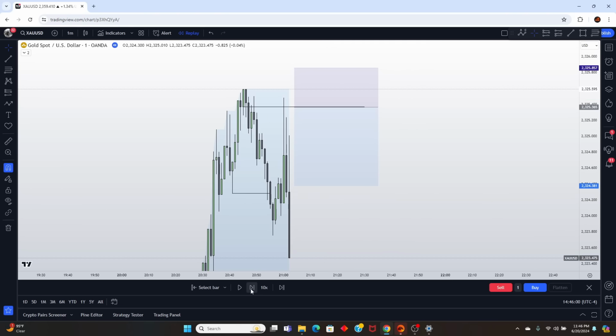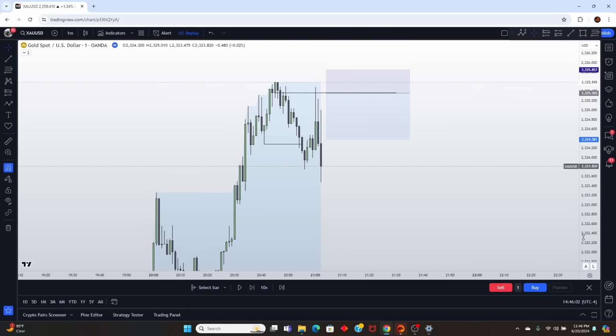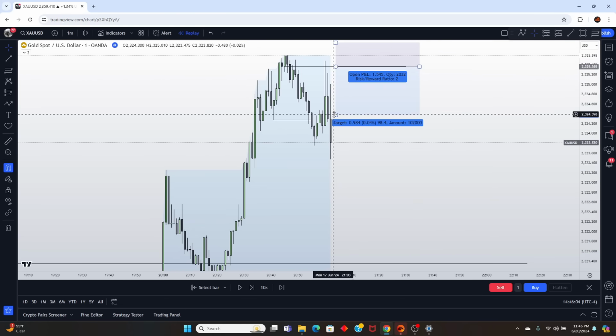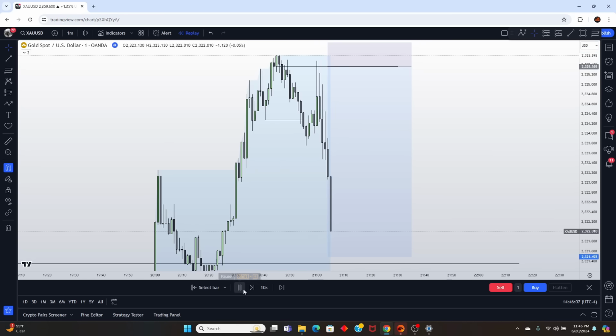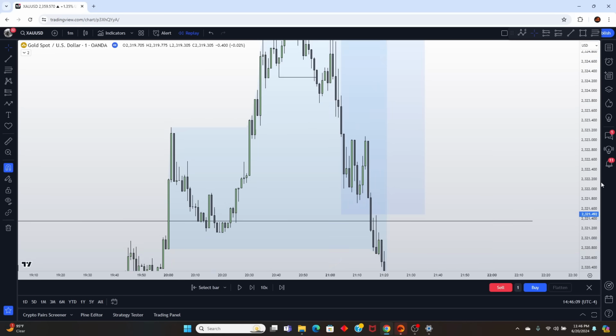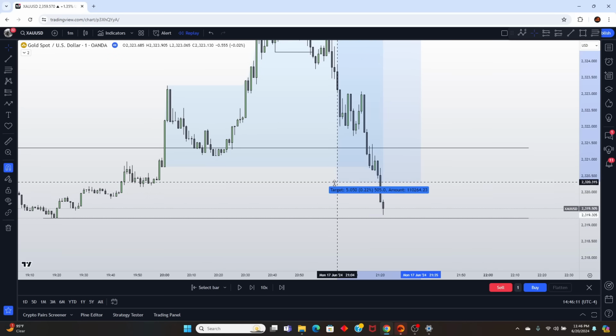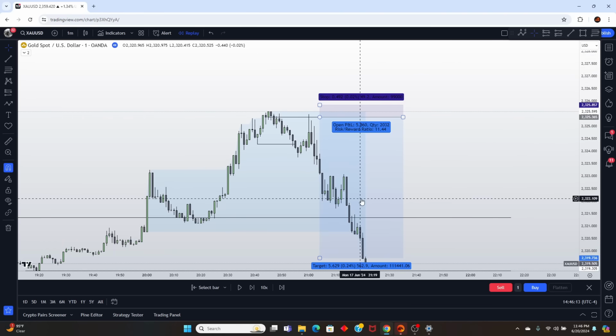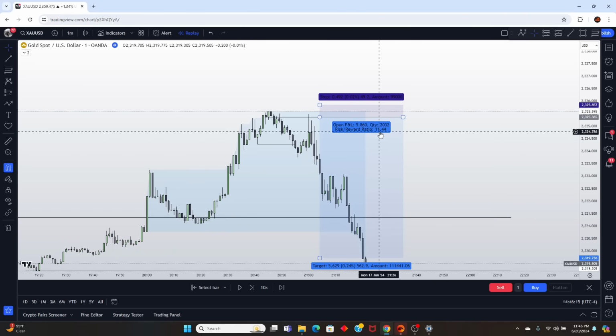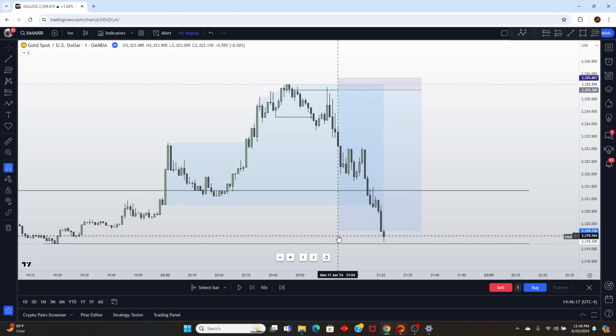So let's see. We get a tap, and you can see how well the take profit was hit. Now if I held it somewhere around here, let's see how it played out. You can see that price kept going down and down and down, and that would have given you an insane amount of risk to reward ratio.